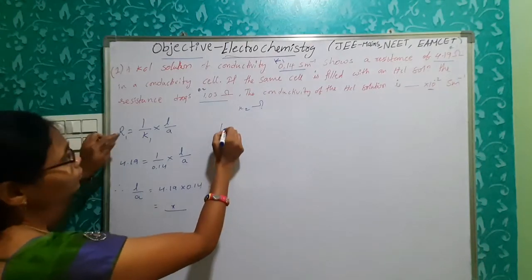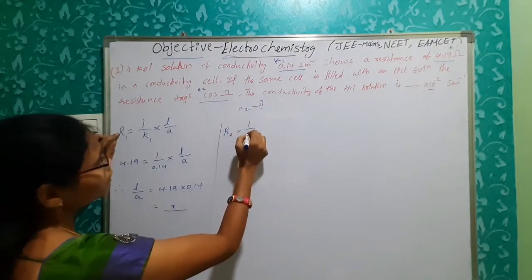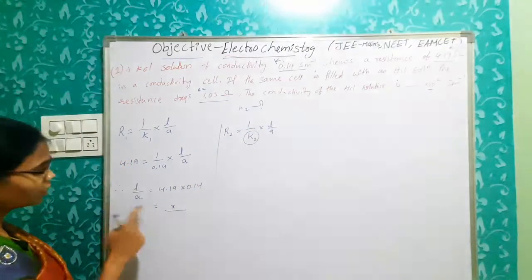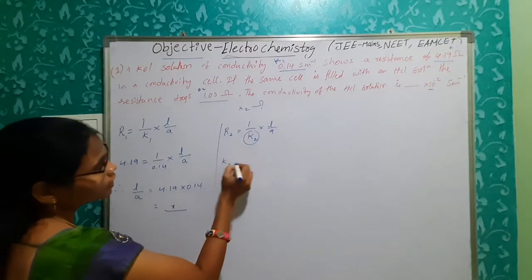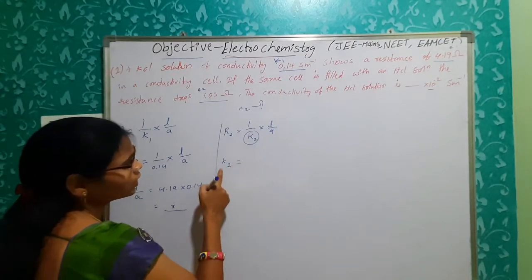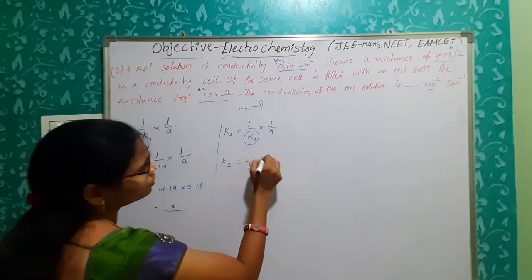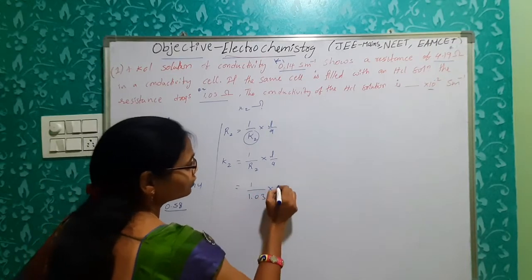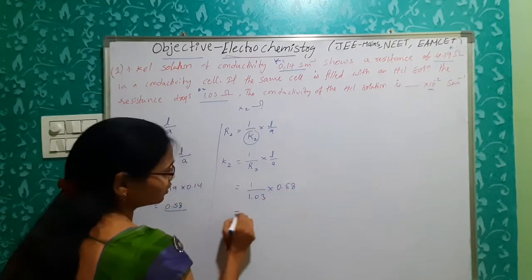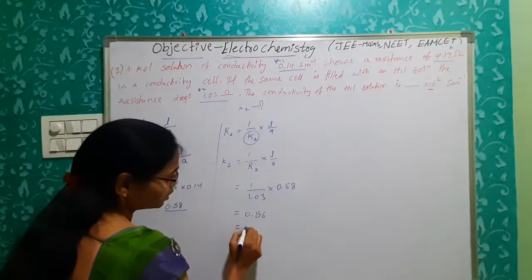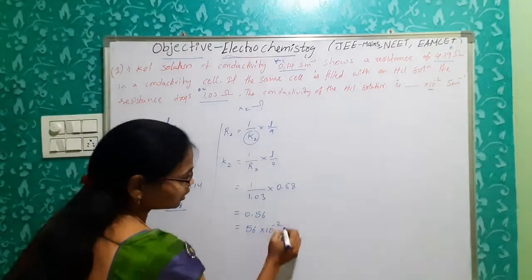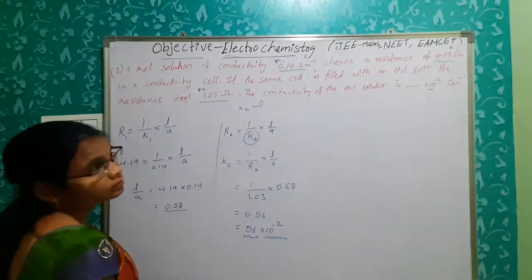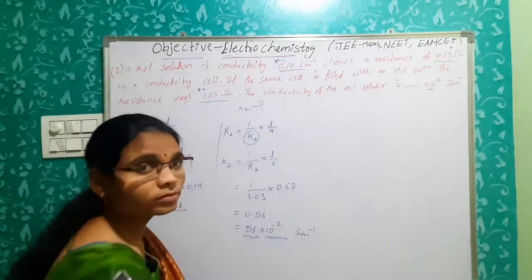Then next, R2 is equal to 1 by K2 into L by A. We have to calculate K2 here. So K is equal to 1 by R2 into L by A, that is 1 by 1.03 into 0.58. So we will get 0.56 here. That is simply 56 into 10 power minus 2, where the minus 2 is already given in the question. So the value is 56 Siemens per meter.